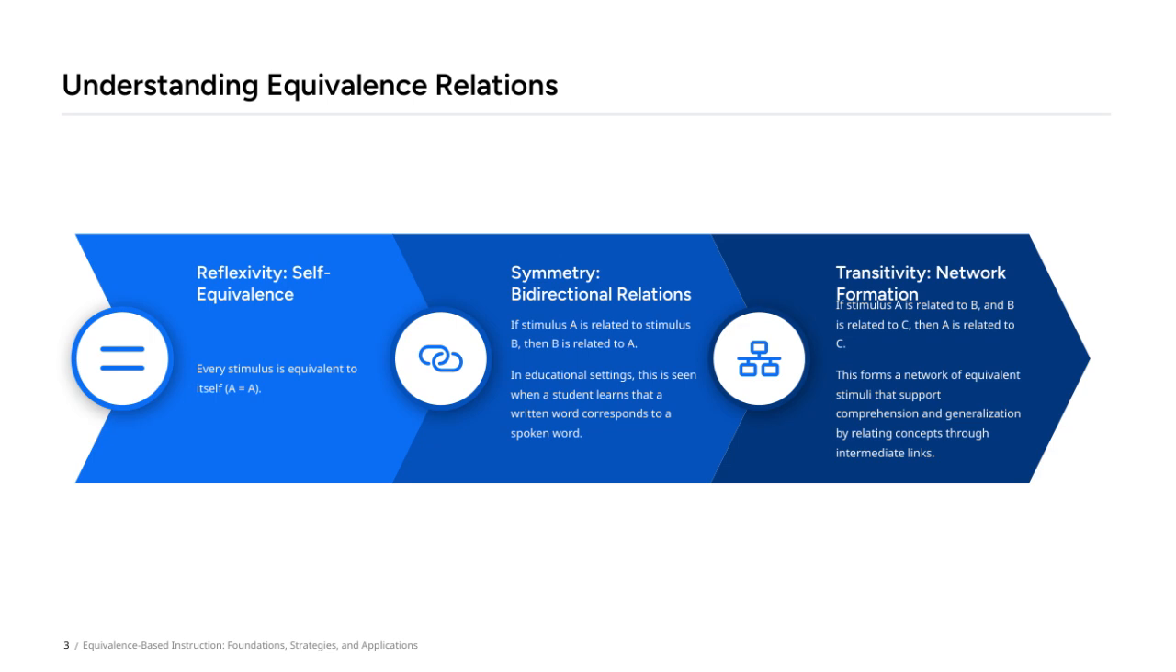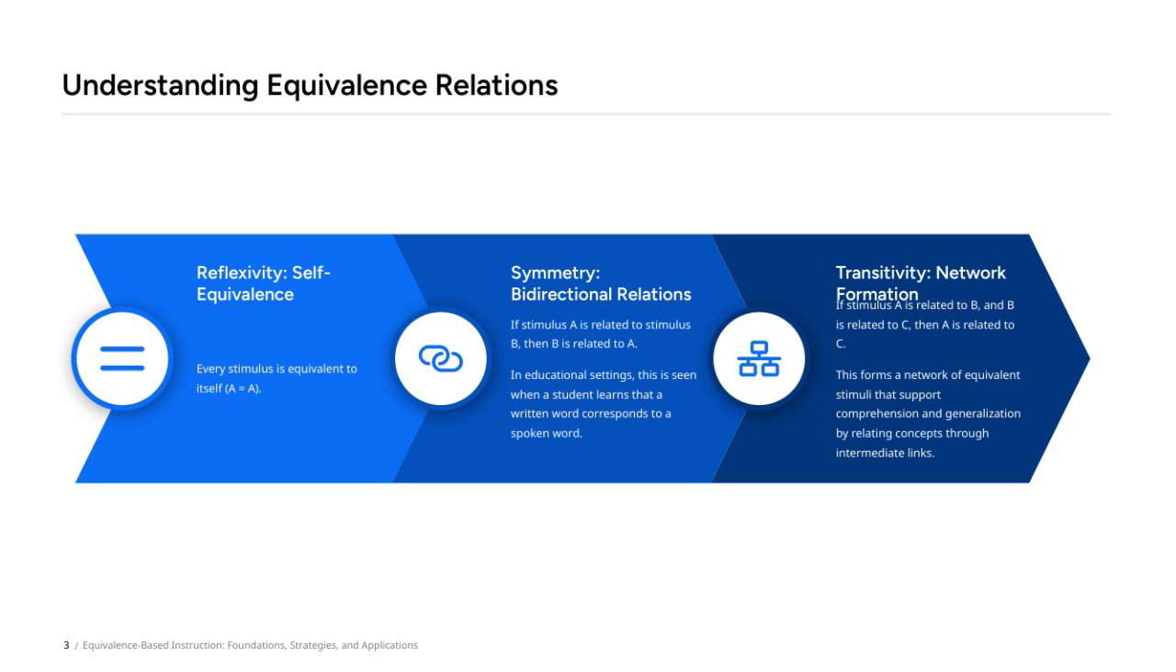Next is symmetry, which means if a stimulus A is related to stimulus B, then B must also be related to A. In more practical terms, especially in education, this shows up when a student understands that the written word and the spoken word represent the same concept. The relationship goes both ways, reinforcing learning.